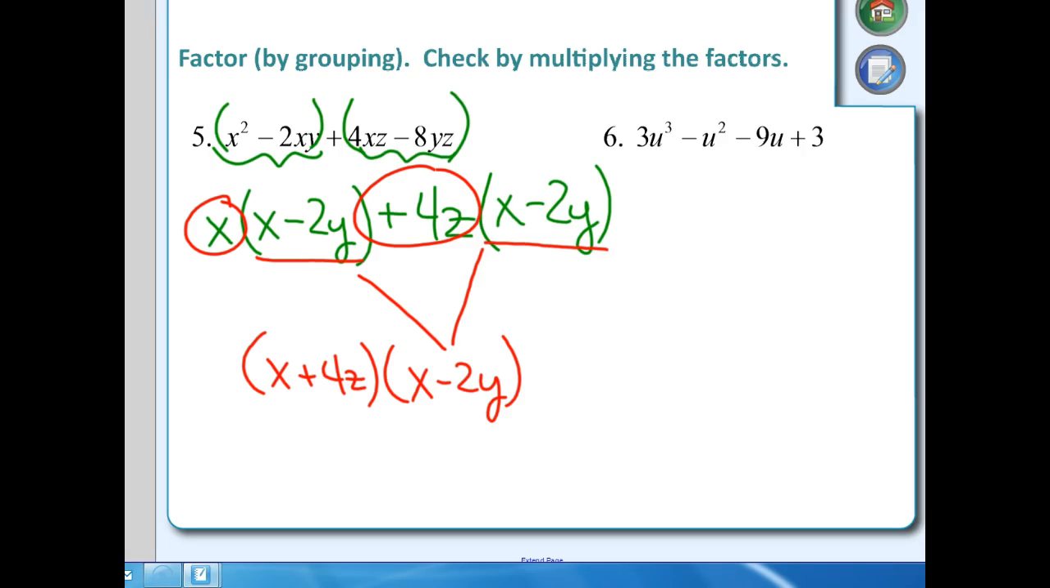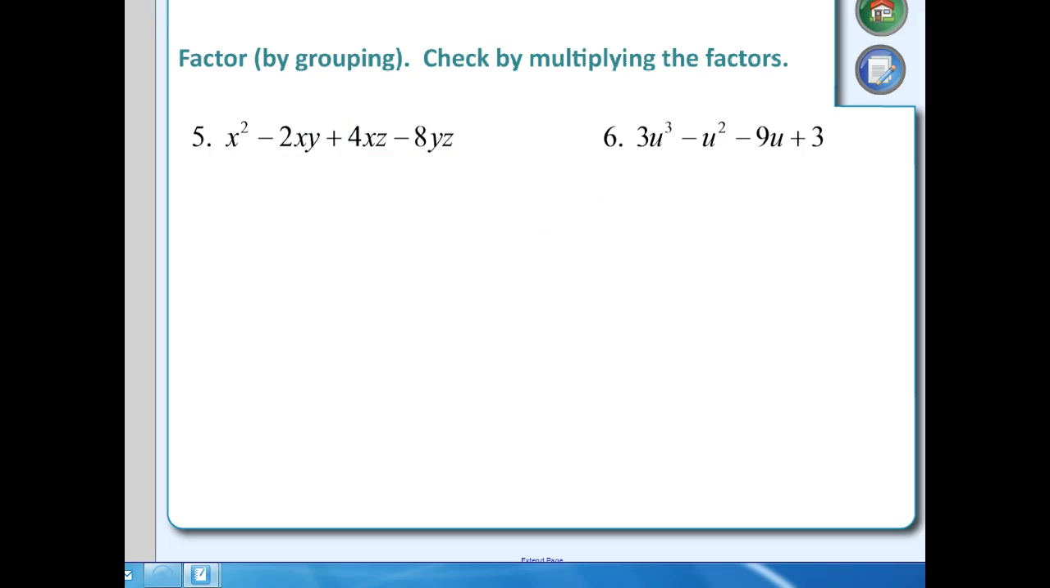Okay, let's look at number 6. So when I look there, the opposite of our distributive property isn't going to work because I don't have the parentheses with the common factors in them. So that means I need to group it myself and find the common factors.